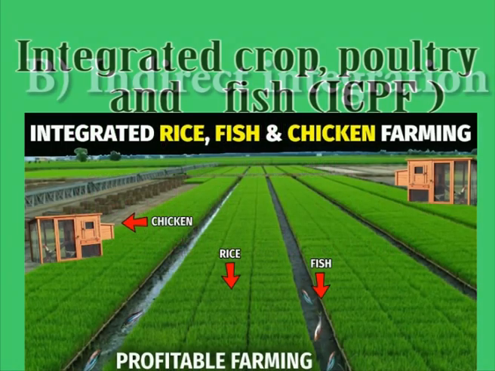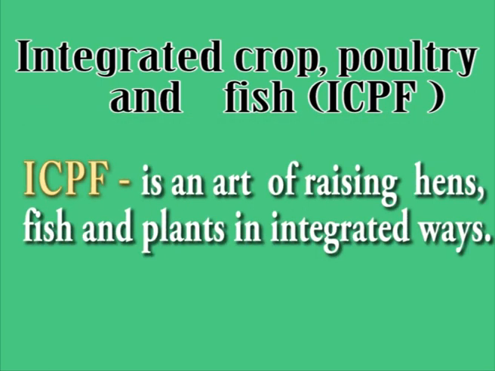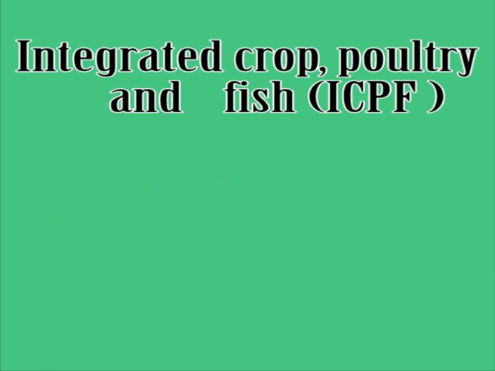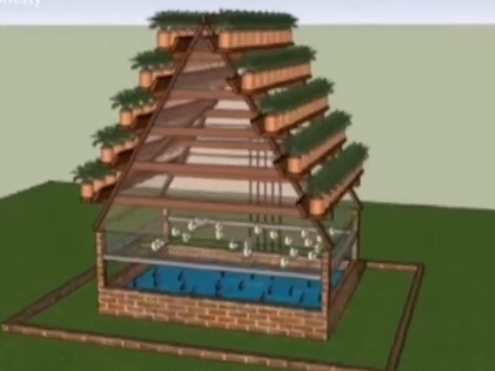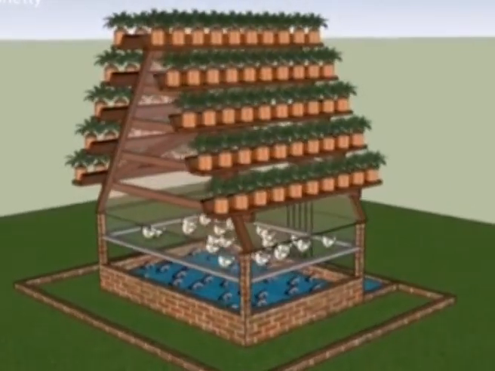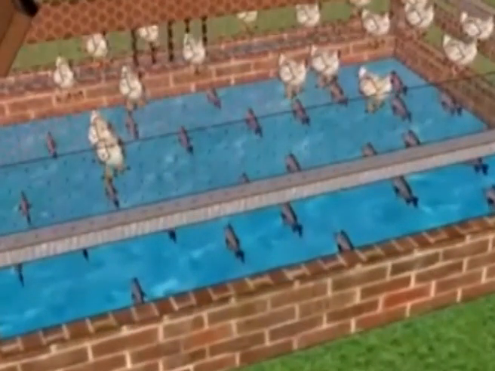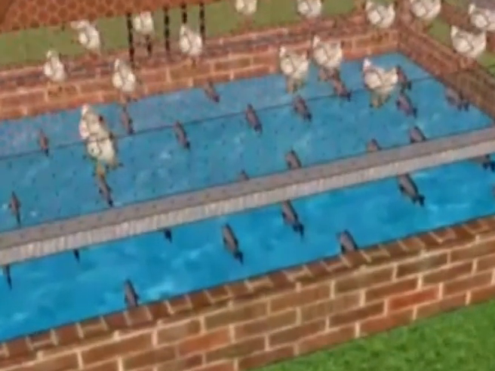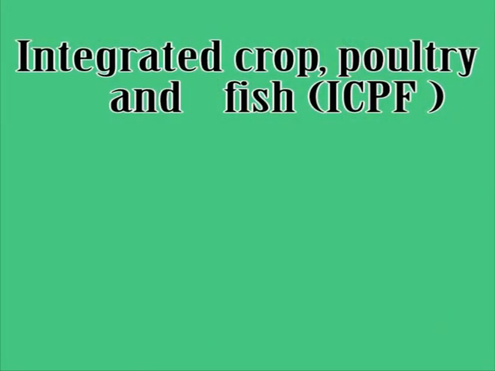That means ICPF. What is ICPF? ICPF is an art of raising hens, fish and plants in integrated ways. This method helps farmers become economically stable by diversifying the source of income, optimizing water, plant and labor, reducing the use of chemical fertilizer and plant protection, and increasing the productivity of the farm, which ultimately ensures the farmer can improve his profitability and create a good environmental system.